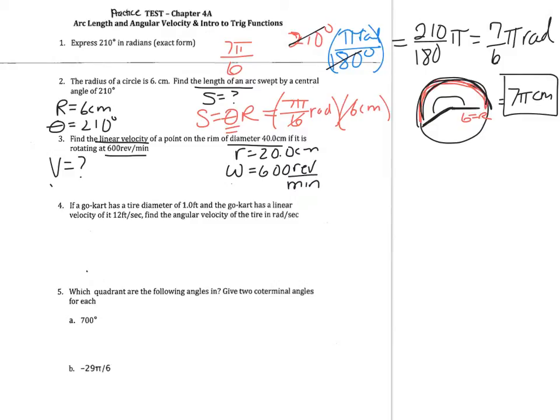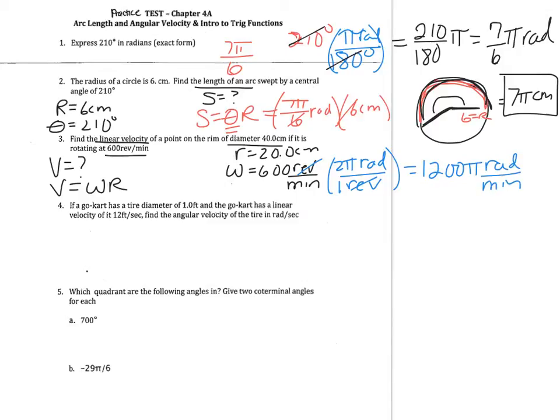Well, very good. We can do V equals omega R, but omega needs to be in radians per second, so we're going to convert this. We know that there are 2 pi radians for every 1 revolution, and it actually doesn't say we need to go to seconds, so we can leave this in centimeters per minute. We don't need to go to seconds. So 600 times 2 pi is 1200 pi radians per minute.